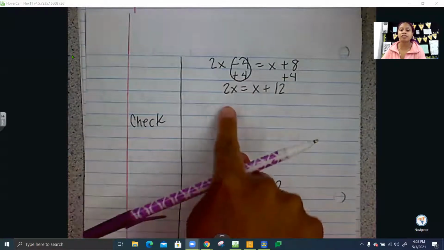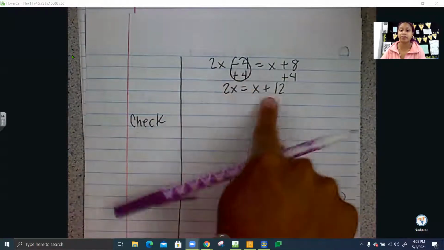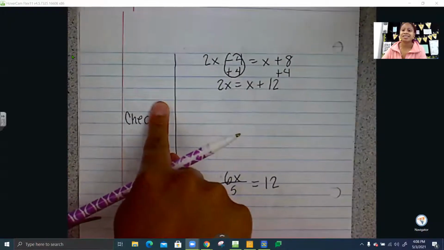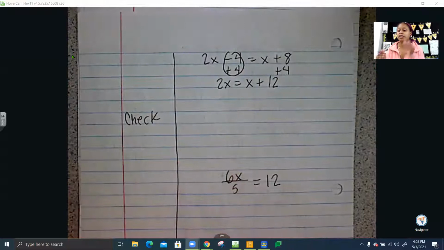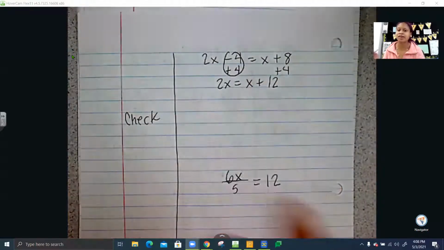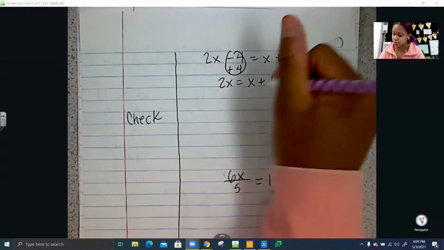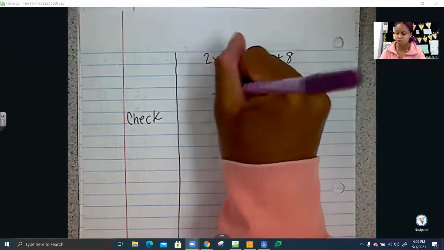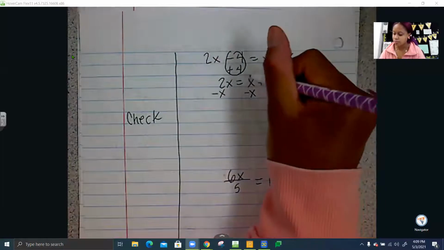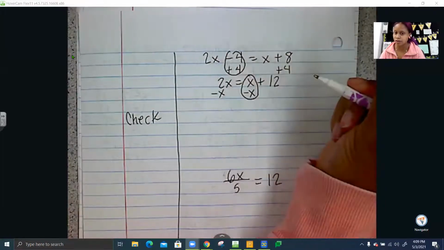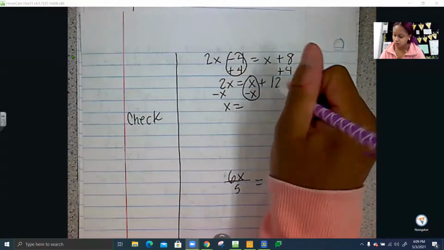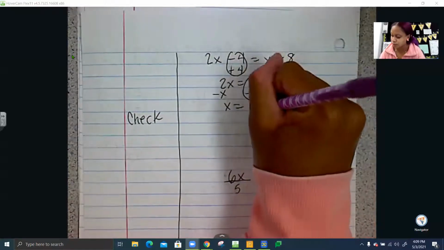So now I want to leave these 2x over here, but now I have another x on the right side. So I need to move it to the left side. And the way to do that is it's currently a positive x. So to get rid of it, I need to subtract an x. And remember, if I subtract an x, I also have to subtract an x on the left. x minus x makes a 0 pair. Now it's gone. 2x minus x is just x equals, and then you're left with 12.